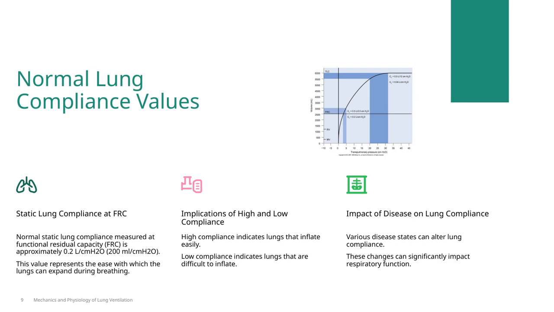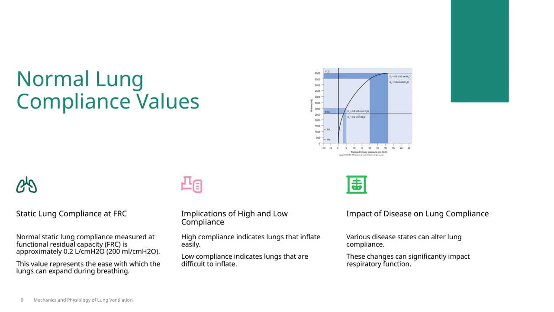Now, focusing on static lung compliance measured at the functional residual capacity, or FRC, the normal value is about 0.2 liters per centimeter of water pressure, or 200 milliliters per centimeter H2O. This measurement gives us an idea of how easily the lungs can expand during a normal breath. Understanding normal lung compliance values is essential because they serve as a baseline. When lung compliance deviates from this norm, it often points to underlying issues.